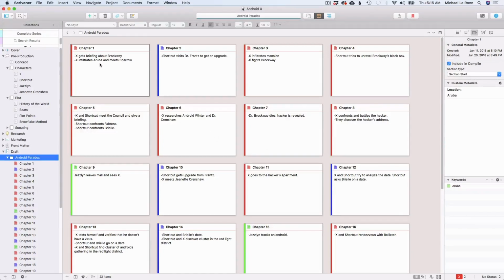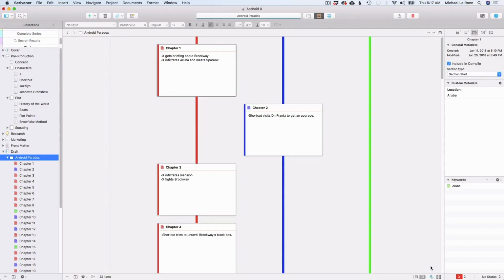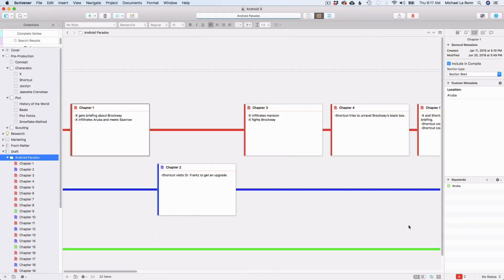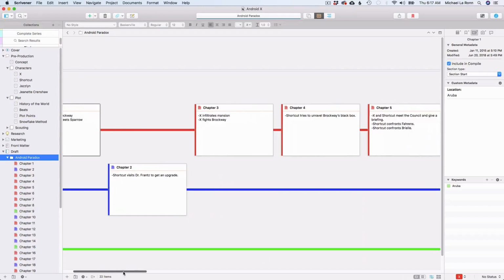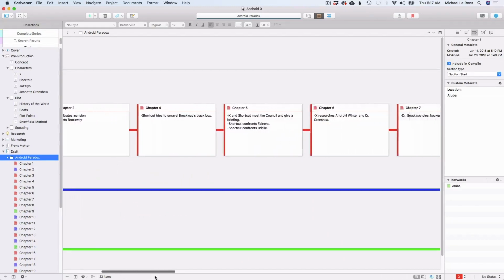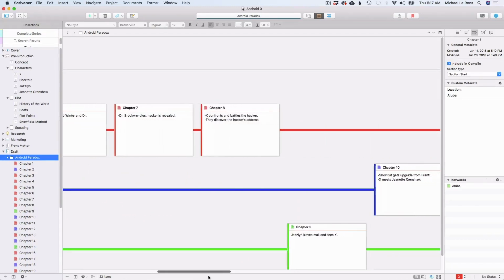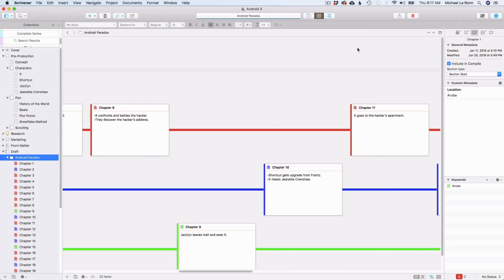So red is my main character X, blue is my sidekick Shortcut, and green is Jaslyn, who comes in later in the book. And if I click on this here on the bottom, I can get into threaded corkboard mode, and I can click on this to change it. And this basically just gives me a visual representation of what's in the book. You might find that helpful.